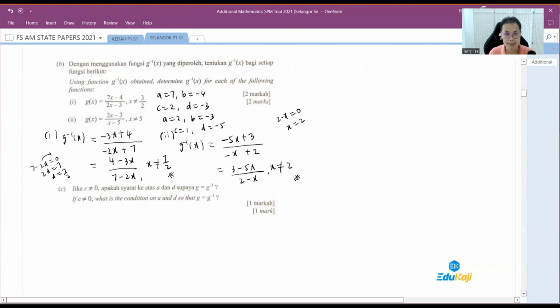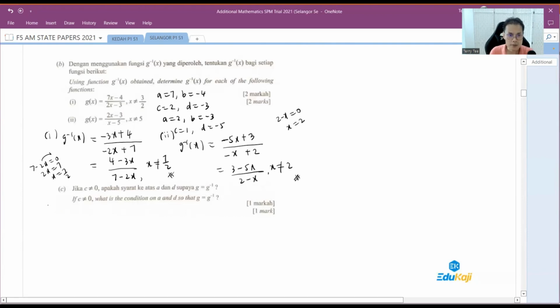Okay, now let's look at part C. This is very interesting. If C is non-zero, what is the condition on A and D such that G is equal to G inverse? Okay, so here's the thing. We're not actually solving for x. We're finding what are the possibilities, what are the conditions, if you like, what is the relationship between A and D such that a function is the same as its inverse.